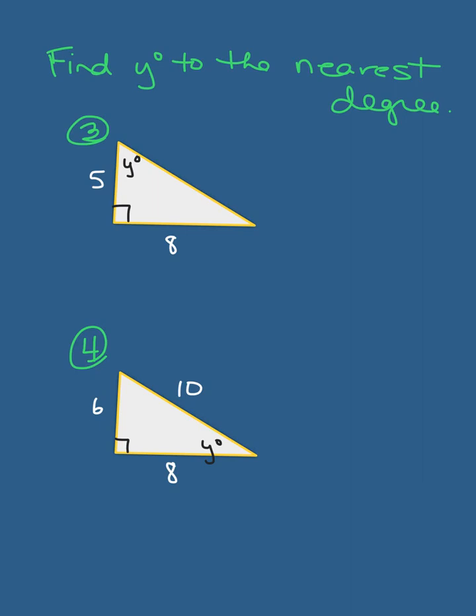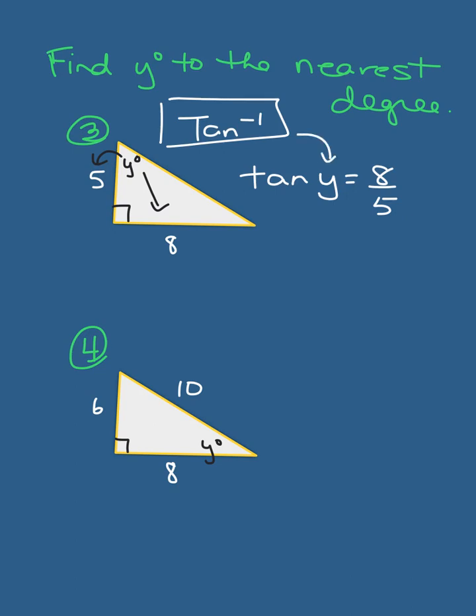The directions say find y to the nearest degree. So I know that I have opposite over adjacent, so I'm going to set up my tangent. I have tangent of y is equal to 8 over 5. Now on my calculator, the key I have to use is the inverse tangent. It looks like tangent -1. So that's the key I have to use to find the degree. When I use that key and my ratio 8/5, I have y has a measure of 58 degrees when I'm rounding to the nearest integer.